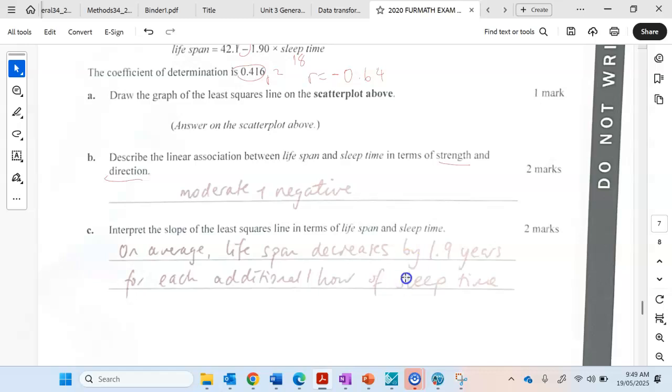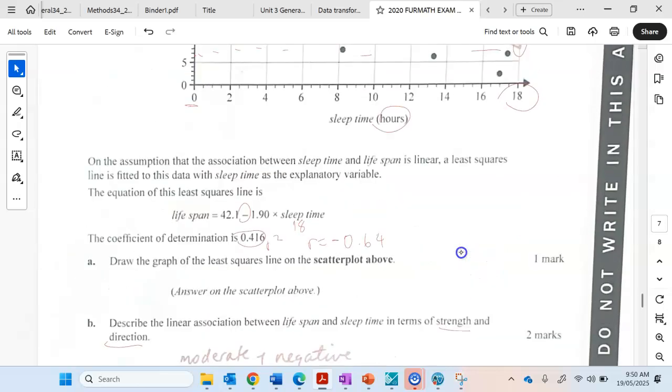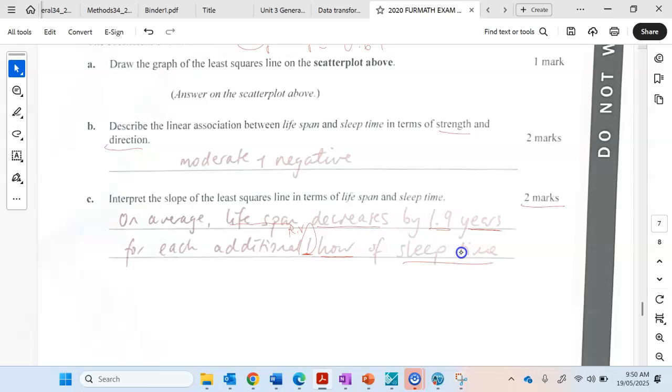All right, interpret the slope of the least squares line. Here's another interpretation. This time I think they only gave 1 mark before, 2 marks here. So again, you're just substituting in. So on average, lifespan, that is your RV, your slope is negative, so it's decreasing. Your slope is 1.9, and the lifespan is in years. So lifespan decreases by 1.9 years for each additional 1 hour. So remember, you've got to have that 1, and whatever the explanatory variable is measured in, it's measured in hours. So 1 hour of sleep time.